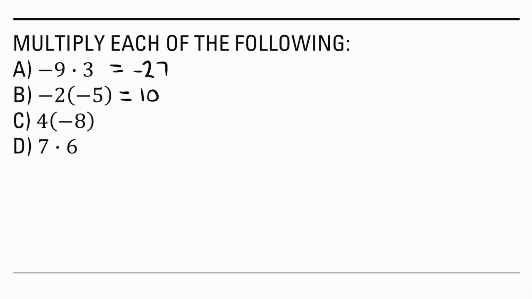4 times negative 8, well, we know it's going to be a negative product because we've only got one negative number multiplying the other positive number. And so 4 times 8 is 32. And so it'll be negative 32. Finally, we should have a pretty good understanding of 7 times 6. That's just similar to our multiplying whole numbers video. And so 7 times 6 equals 42.